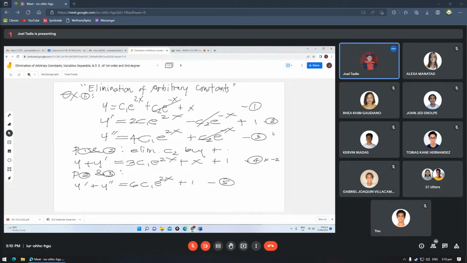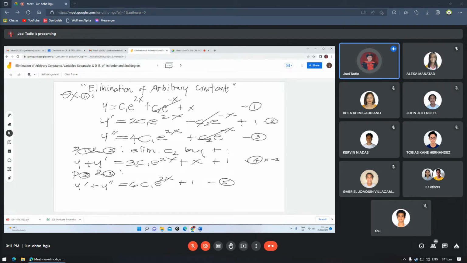Then this time, we are going to eliminate constants by pairing two equations. So the first pair is the first two equations, 1 and 2. Then eliminate c sub 2 by addition. If we add equation 1 and equation 2, the result is equation number 4. So y plus y prime equals 3c1 e to the power of 2x plus x plus 1.